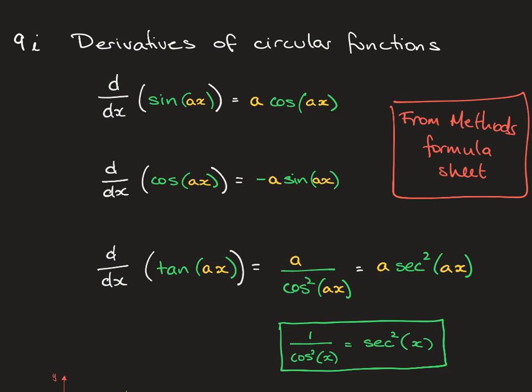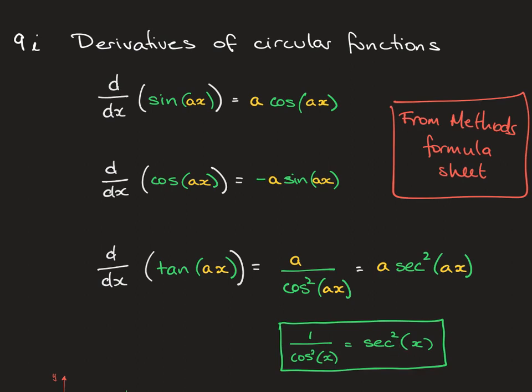So if you just had sine of x and you were trying to find the derivative of sine of x, the derivative of sine of x is cos of x. If you're trying to find the derivative of cos of x, the derivative is negative sine of x. And if you're trying to find the derivative of tan of x, then it's 1 on cos squared of x, which is a circular function that we call sec squared of x.